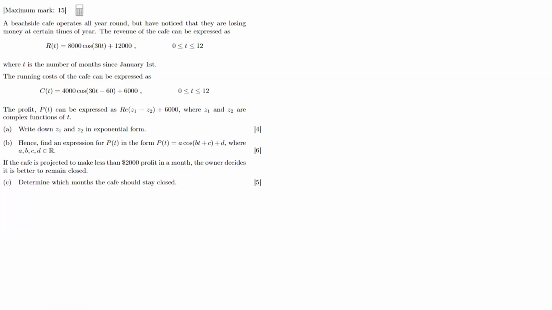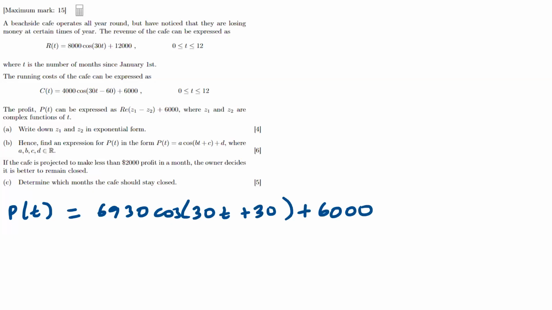So what we've got from part B is a profit equation. And that's the key here because we need to know when is that profit equation going to work out to less than $2,000. So here's our profit equation that we worked out in part B. And the question then is, when will P of t be less than 2,000? Because that's when they should be closed.